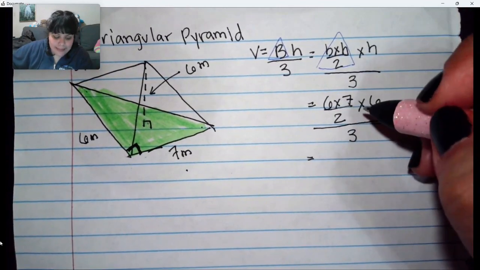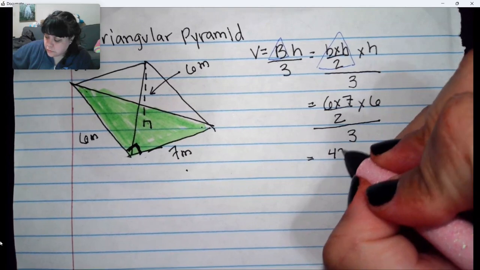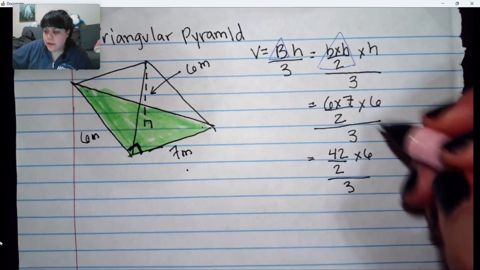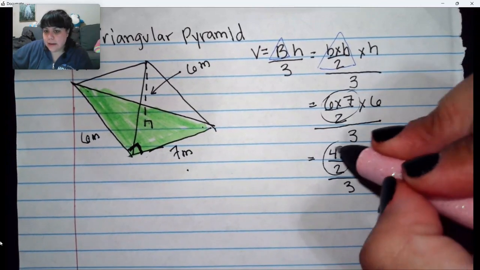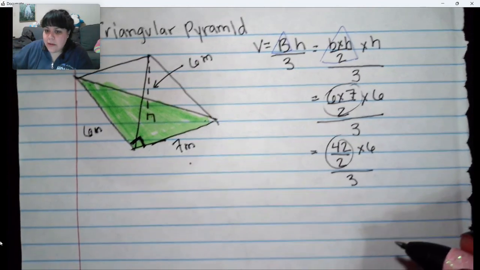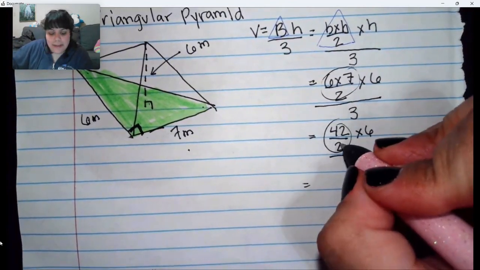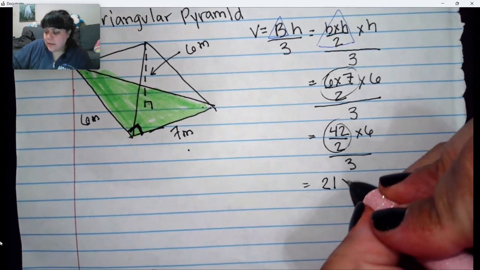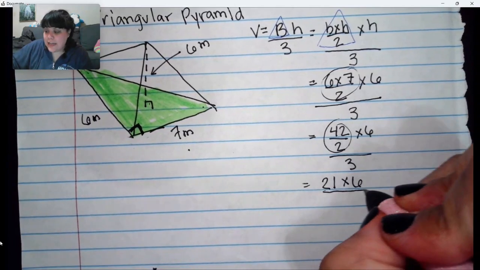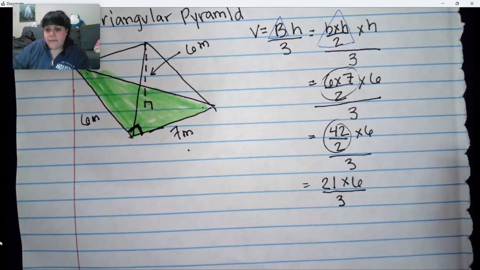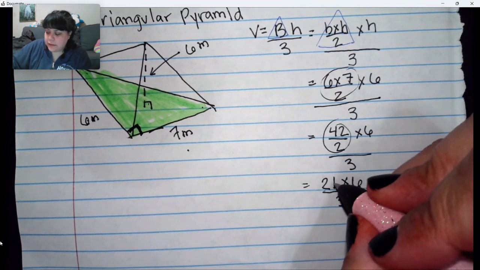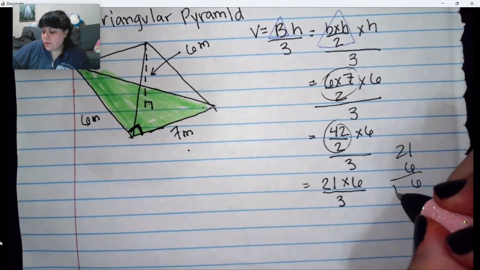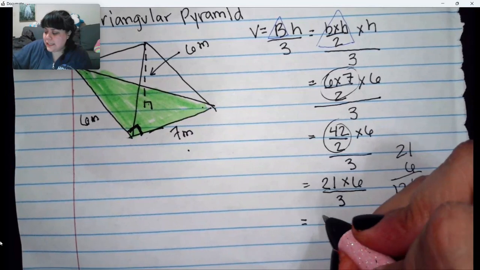So I have 6 times 7, which is 42, divided by 2, times 6 over 3. Right? So then this part was this part right here. Okay, I'm going to keep going. So 42 divided by 2 is going to give me 21. And I'm going to multiply that by 6 and then divide by 3. And if you need to do it off to the side, do it off to the side. So 21 times 6, I'm going to get 126.